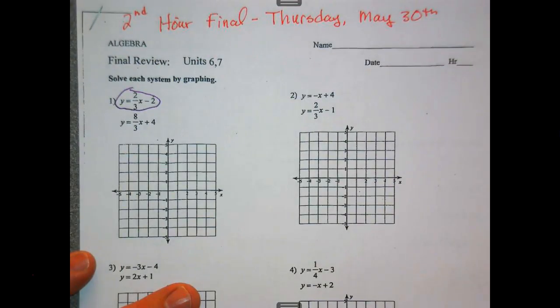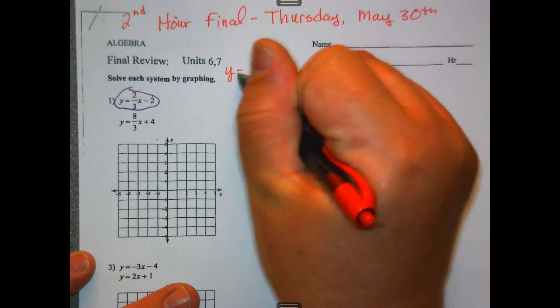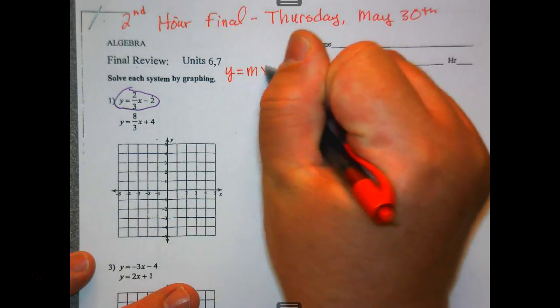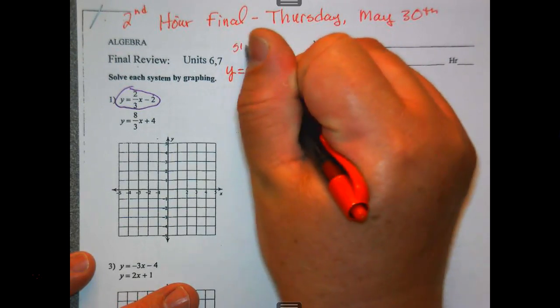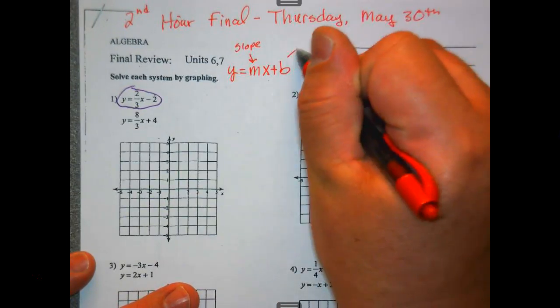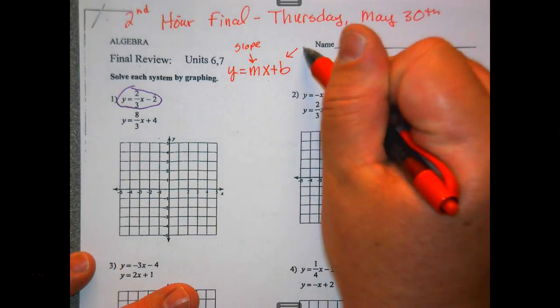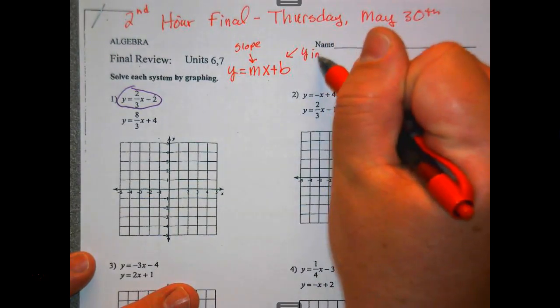Make sure it's in the form y equals mx plus b, where m is our slope and b is our y-intercept, or where it crosses the y-axis.